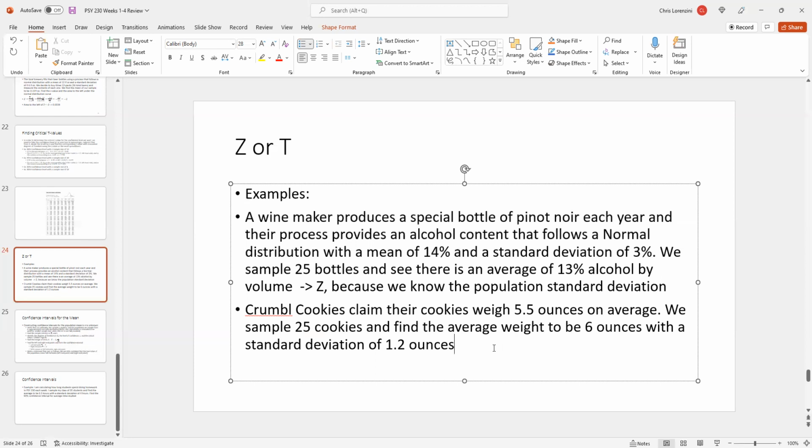All right, next one. Crumble Cookies claim their cookies weigh 5.5 ounces on average. We sample 25 cookies and find the average weight to be 6 ounces with a standard deviation of 1.2 ounces. All right, question here, are we going to use Z or are we going to use T?